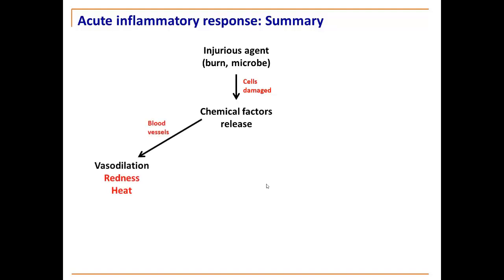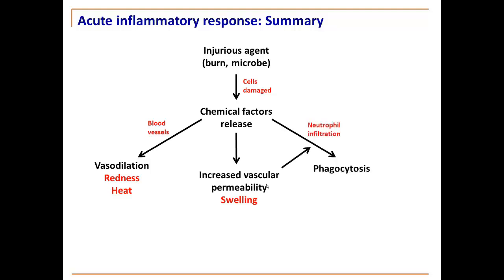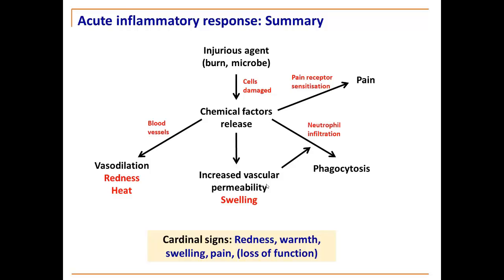Your blood vessels vasodilate, leading to redness and heat. You get increased vascular permeability, leading to swelling. You get neutrophil infiltration as you get that vascular permeability increasing, leading to phagocytosis. And you get pain receptor sensitization, which leads to pain. So in all, leading to your cardinal signs of redness, warmth, swelling, pain, and potentially, if you're affecting an entire system, loss of function of that system or that organ.